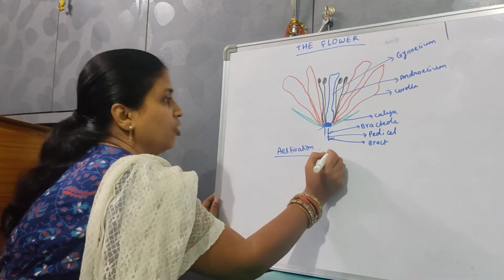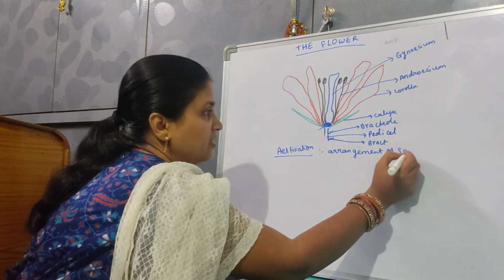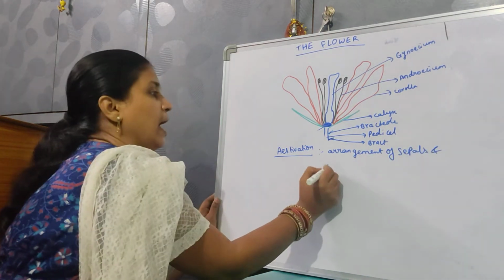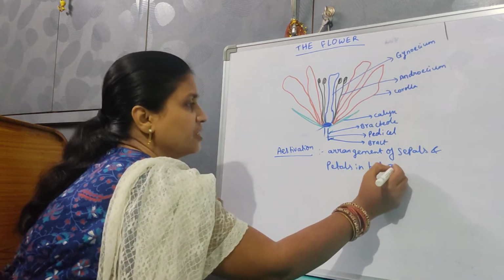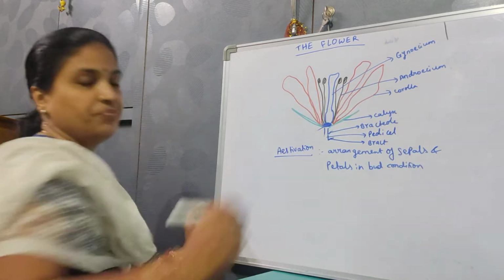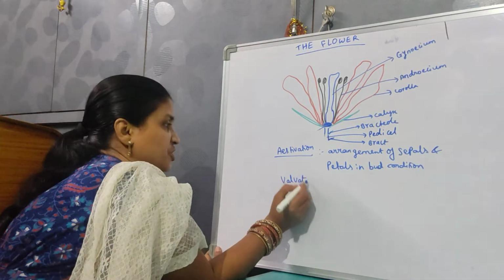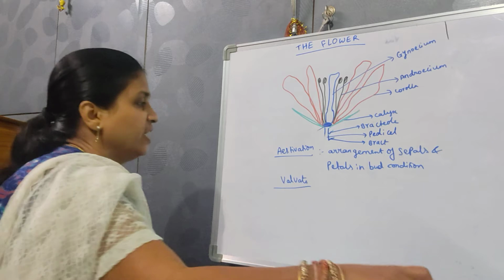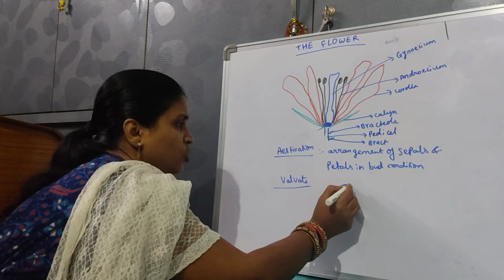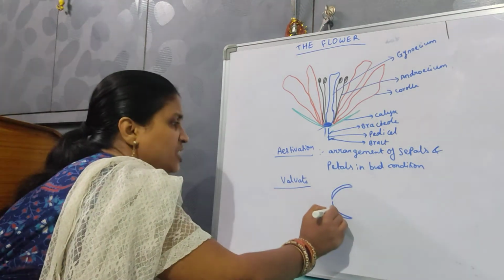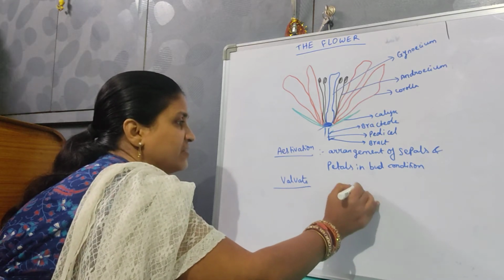Okay, the arrangement of sepals and petals in bud condition is called estivation. There are four types. The first one is valvate estivation. In valvate estivation, they just touch each other. They do not overlap. They just touch each other like this. This is valvate estivation.